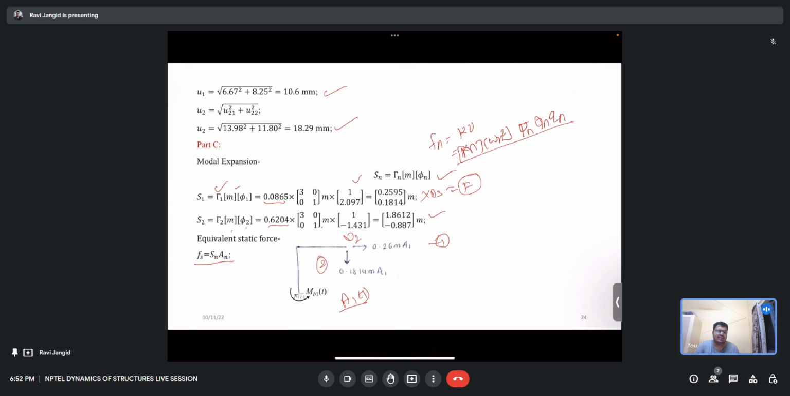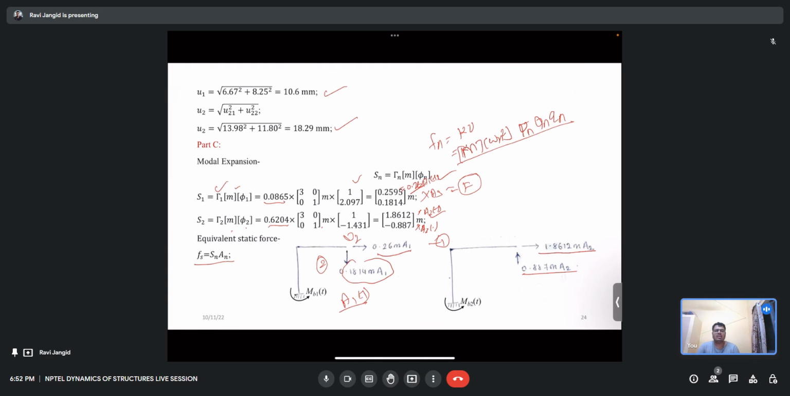So that is 0.2595, which I have rounded off as 0.26. If I multiply this by a1t, it becomes 0.26, and if I multiply 0.184 times a1t, that is this. This is the expansion of the force, this is the one force. Now for the second mode, that is 1.86 multiplied times a2t. So that is 1.8612 times m into a2t, and this is in the negative direction times a2t, this is in the opposite, in the upper direction, 0.887 m.